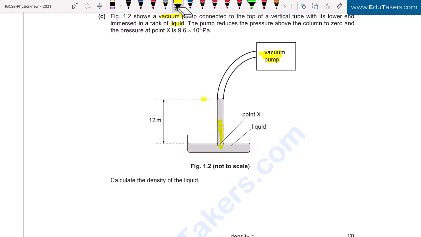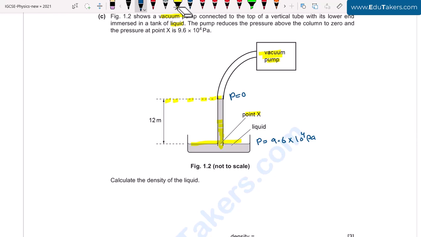It means that at that point the pressure is equal to 0, and the pressure at point X, at this level, is 9.6 into 10 to the power 4. So I write here, pressure is equal to 0 and here pressure is equal to 9.6 into 10 to the power 4 pascal. Calculate the density of the liquid.